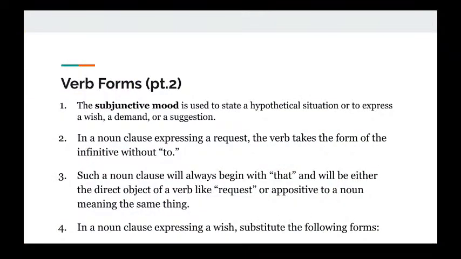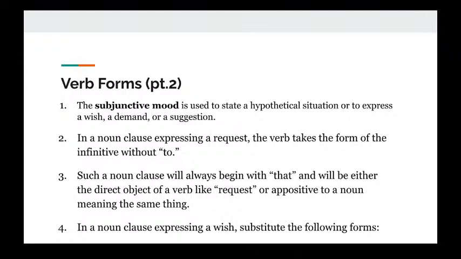So now moving on to verb forms part 2. There's a lot of rules for this, so we're going to try to get through it without any confusion. And again, I recommend checking out lesson number 7 if there is any confusion. So rule number 1, the subjunctive mood is used to state a hypothetical situation or to express a wish, a demand, or a suggestion. So this is actually just the definition of the subjunctive mood. It's not exactly a rule, but again, I'll just read it again. The subjunctive mood is used to state a hypothetical situation or to express a wish, a demand, or a suggestion.